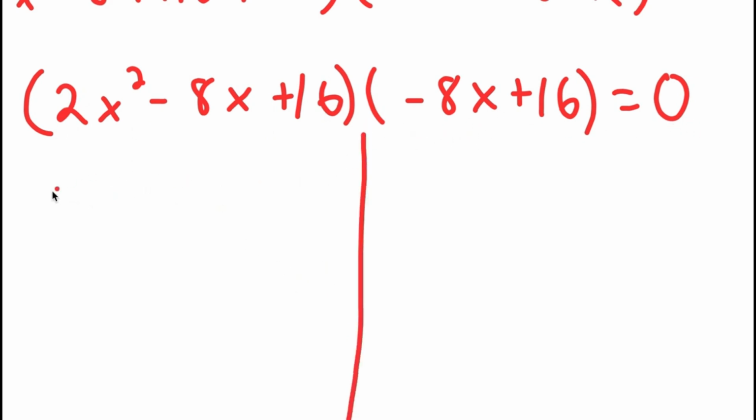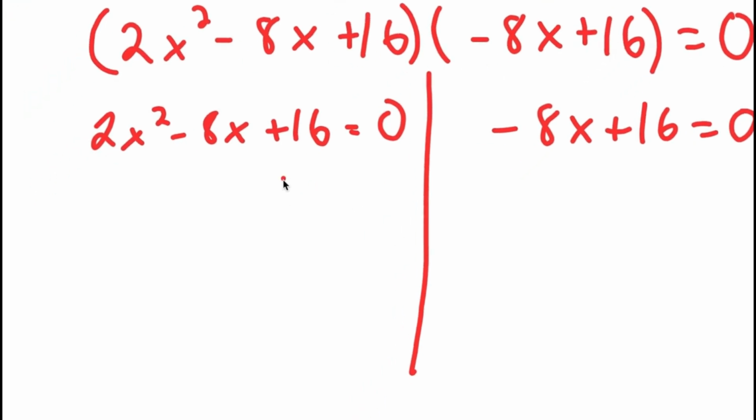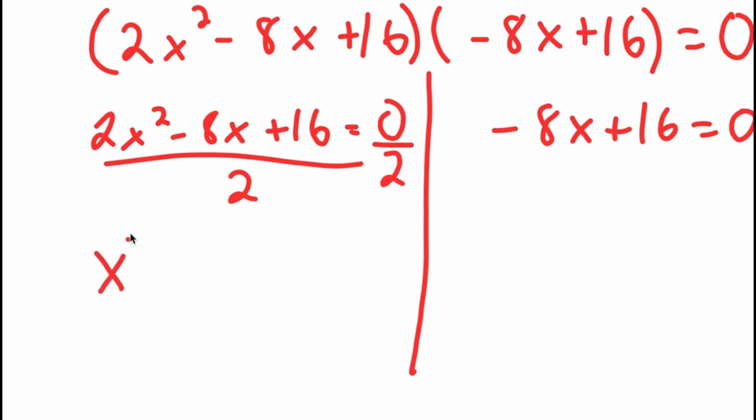This can be divided into two equations. I have 2x^2 − 8x + 16 is equal to 0, and −8x + 16 is equal to 0. So 2x^2 − 8x + 16 is equal to 0. I'm going to divide both sides by 2. So now I get x^2 − 4x + 8 is equal to 0.